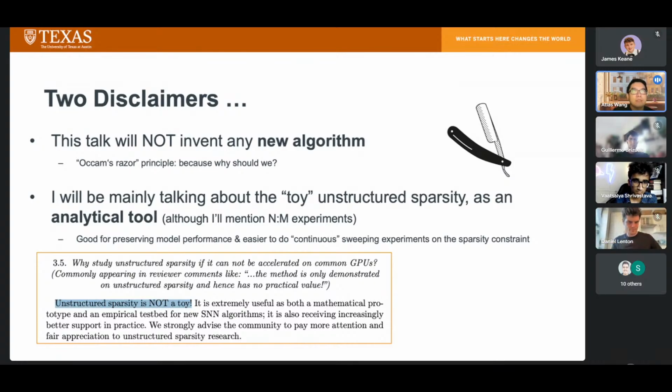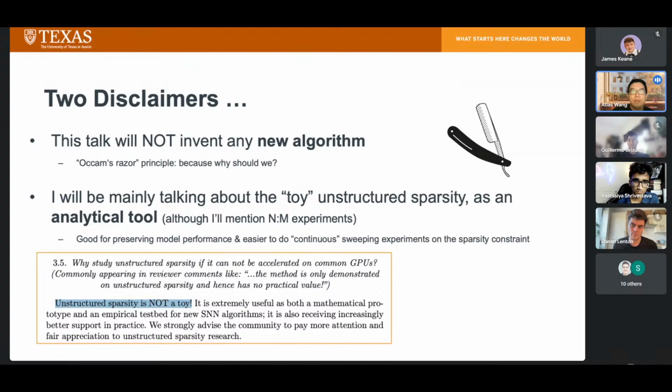And I will also be mainly talking about the unstructured sparsity, which many deep learning people, including some of my students, will despise as a toy kid sparsity, which is true in some sense because unstructured sparsity, which means removing by element without any pre-specified structure, is often not friendly for modern day GPU acceleration. I will also mention some N over M experiment for the sanity of hardware people, but I like unstructured sparsity because I treat this as an analytical tool.